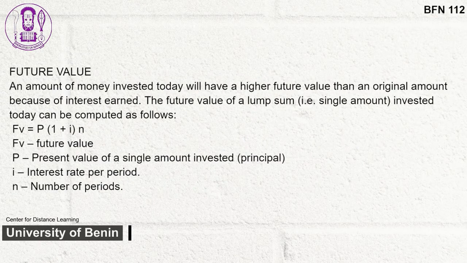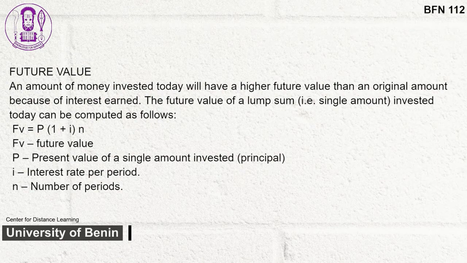Future value. An amount of money invested today will have a higher future value than the original amount because of interest earned. The future value of a lump sum, i.e. a single amount, invested today can be computed as follows. FV equals P(1 plus I)^N. FV, future value. P, present value of a single amount invested, the principal. I, interest rate per period.